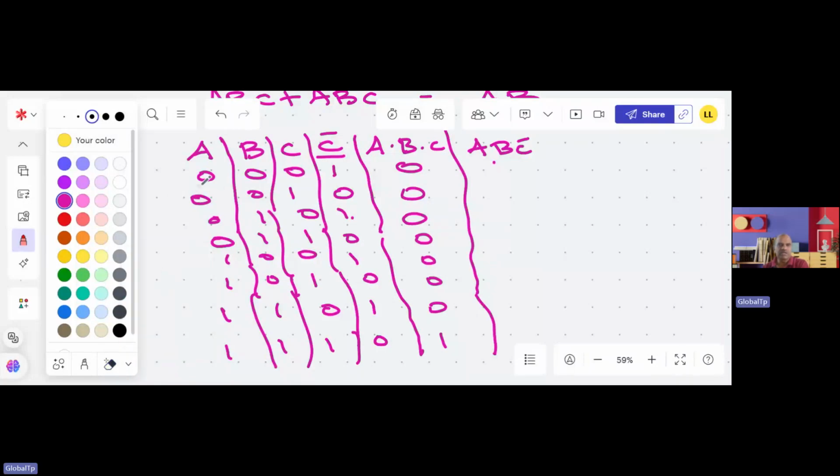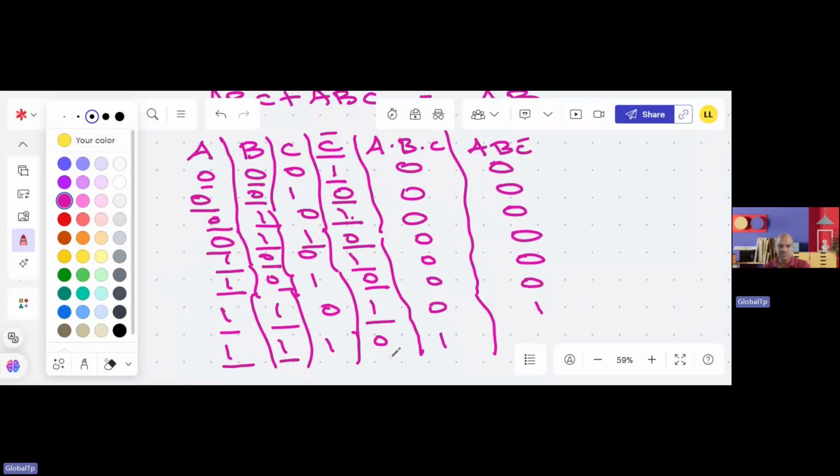So 0, 0, 1, answer is 0, then 0, 0, 0, answer is 0, then 0, 1, 1, answer is 0, then 0, 1, 0, answer is 0, then 1, 0, 1, answer is 0, then 1, 0, 0, answer is 0, 1, 1, 1, answer is 1, and 1, 1, 0, answer is 0. Like that I am getting.